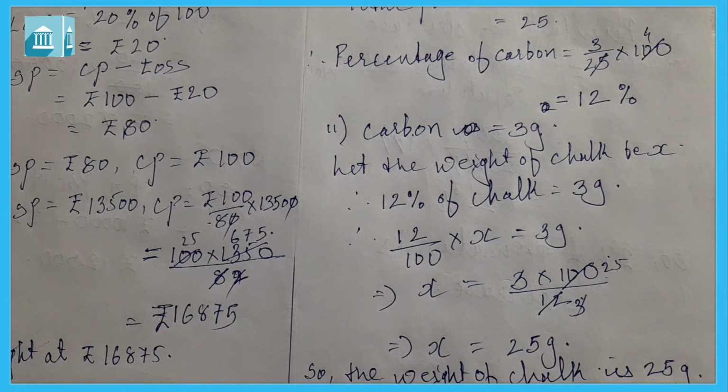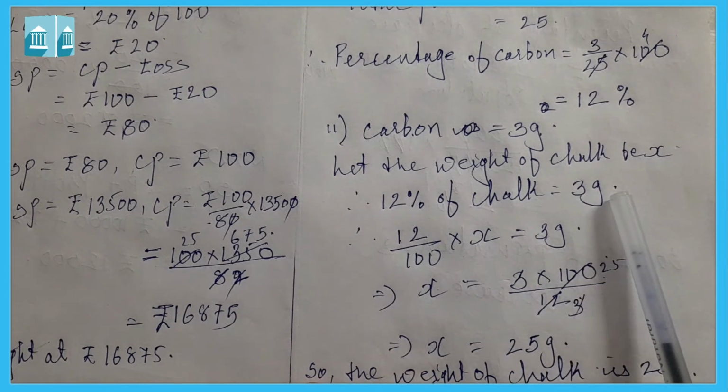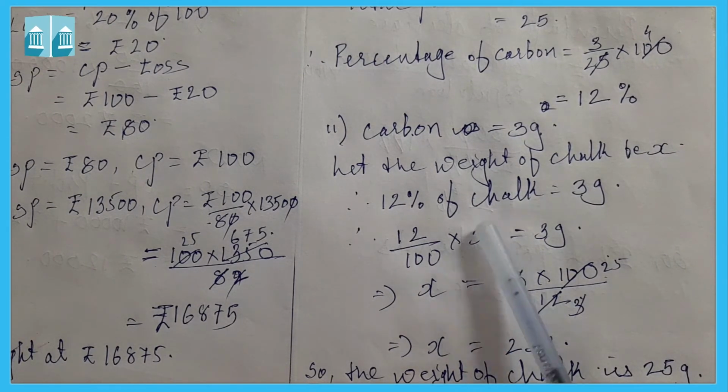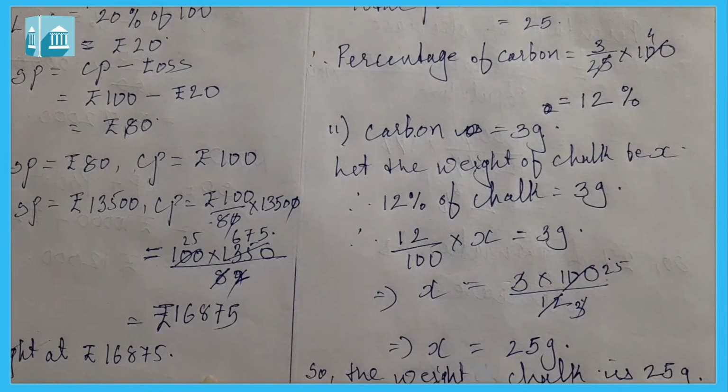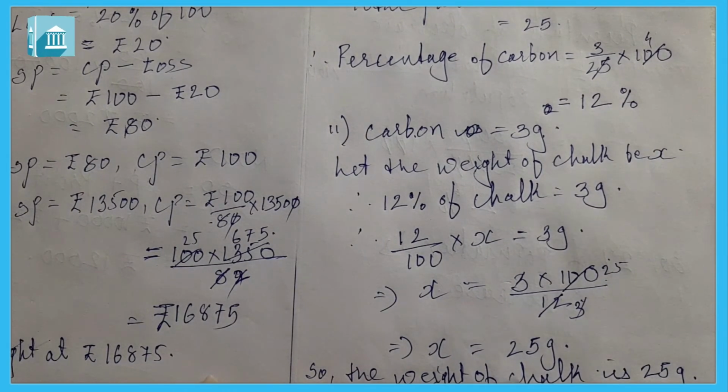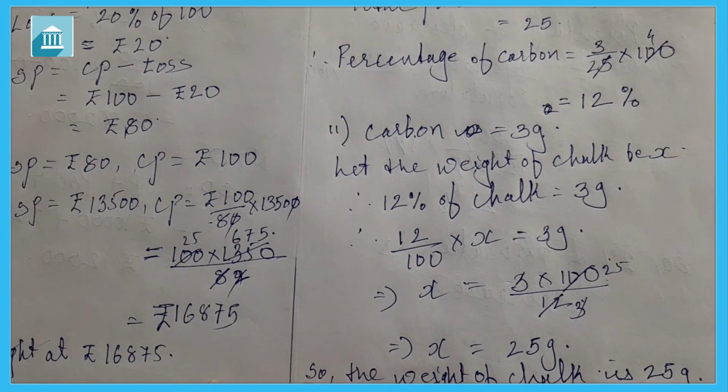Here the weight of carbon is given. The weight of carbon is equal to 3 gram. Now we have to find the total weight of chalk, so we have to assume it. Let the total weight of chalk be X. It is given that the carbon is 12% in the chalk. So 12% of X is equal to 3 gram. Now 12% of X means 12 upon 100 into X is equal to 3 gram. When we simplify it, X is equal to 25 gram. So the weight of chalk is 25 gram.